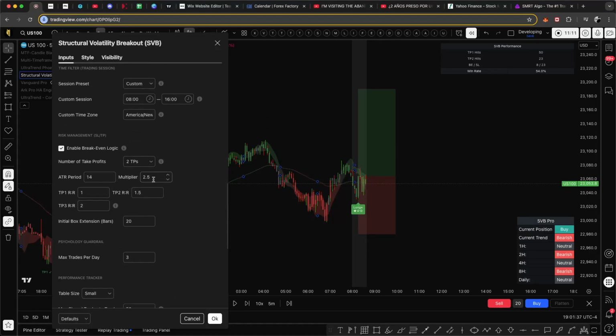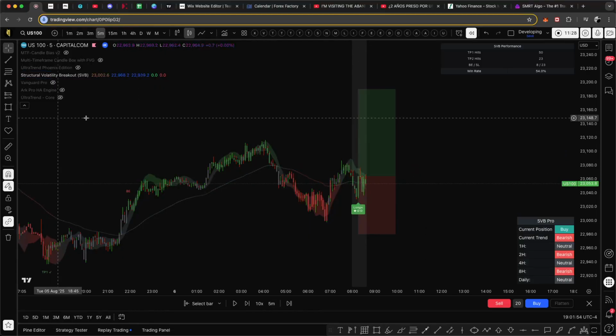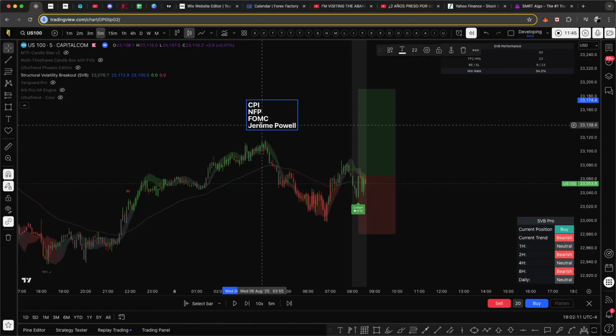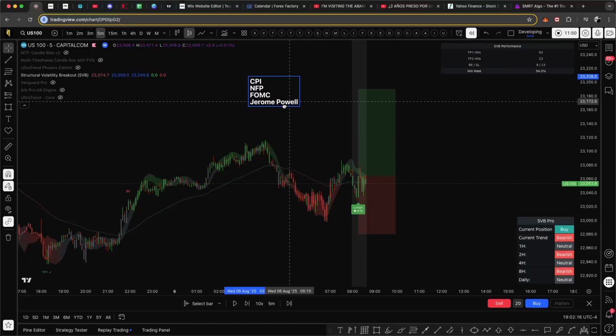If you're trading Nasdaq in the morning, you know Nasdaq is very volatile, right? There's a lot of volatility, especially at 8:30 a.m. New York time and 9:30 New York time. And avoid CPI, NFP, FOMC, whenever Jerome Powell speaks. These are the highest impact news. This happens at least once a month, so avoid these days.